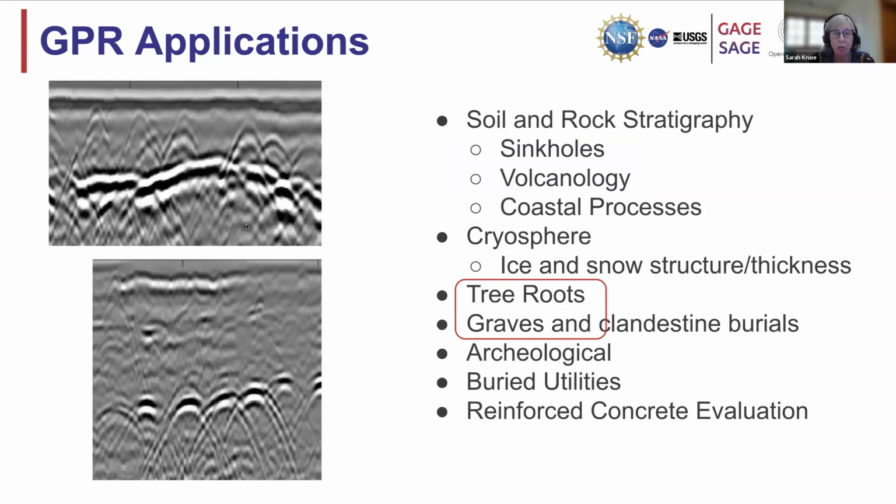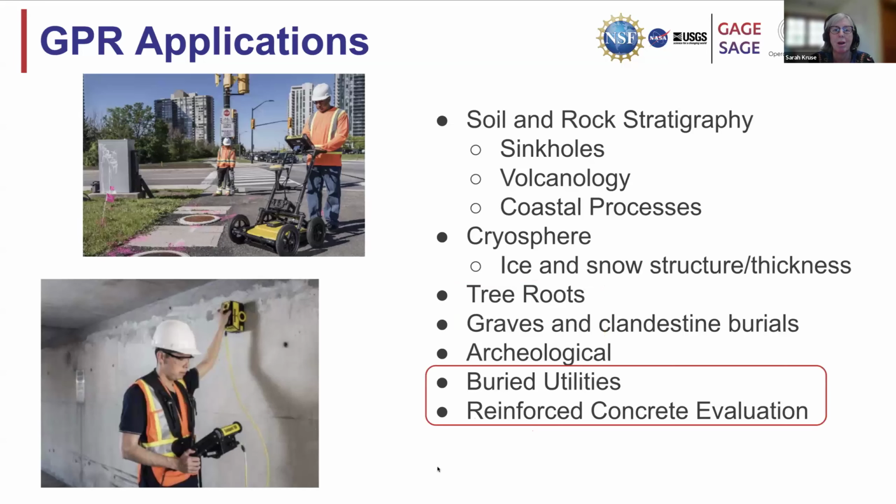GPR can also be used to image tree roots. If you look at the picture in the upper left, the upside down U's are each the result of pushing the radar over a tree root. Graves shown in the lower left produce sort of similar responses. Each of these upside down U's is the return from a casket. Next slide, Beth.